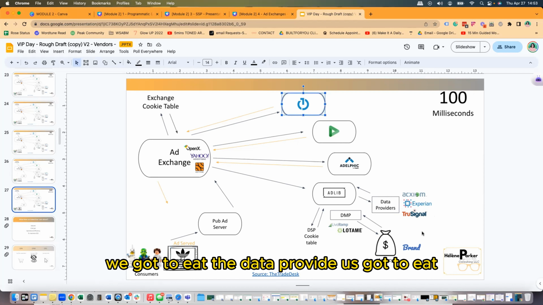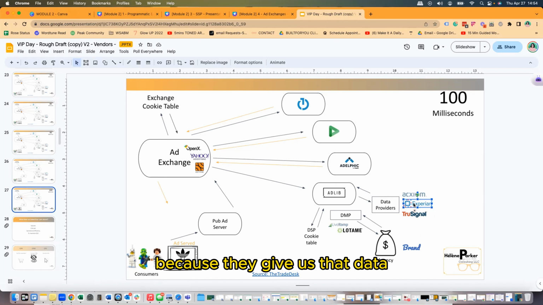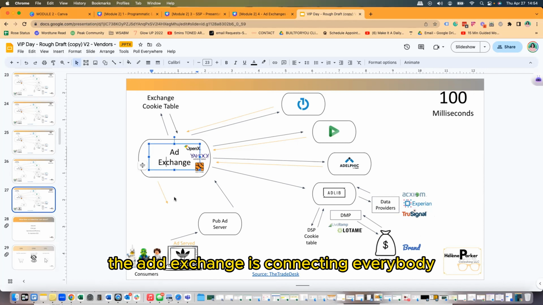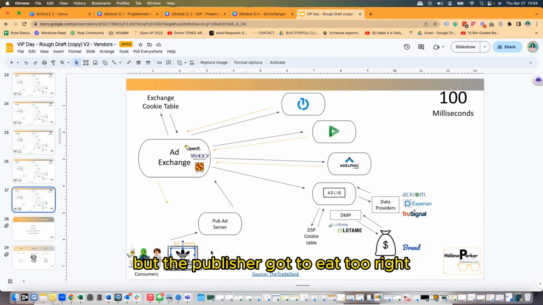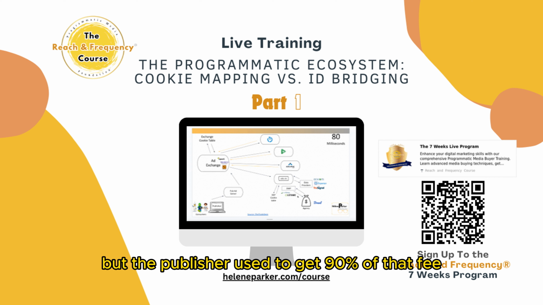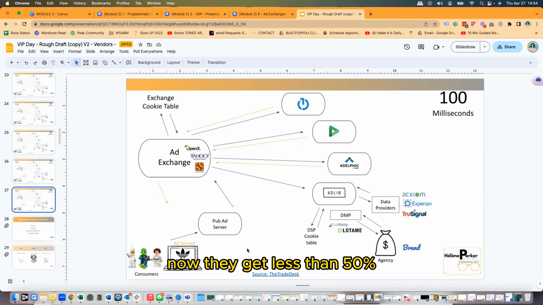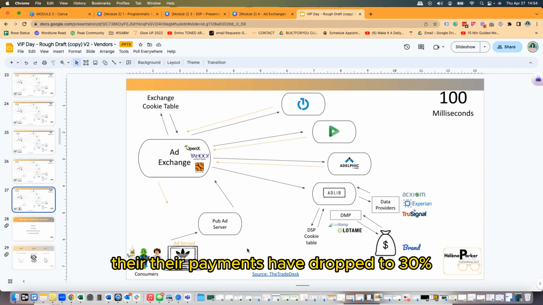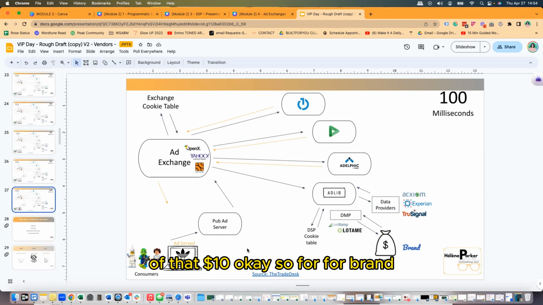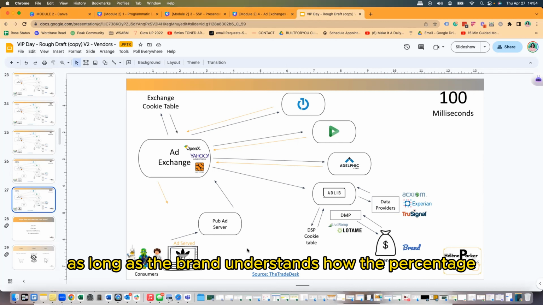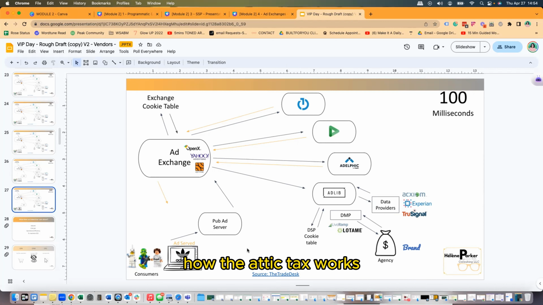So the DSP got to eat. The data providers got to eat because they give us that data. The ad exchange is connecting everybody, so they got to eat. But the publisher got to eat too, right? Because we place on there. But the publisher used to get 90% of that fee. Now they get less than 50%. And some of the publishers now are complaining their payments have dropped to 30% of that $10. So for a brand, it's fine as long as the brand understands how the ad tech tax works.